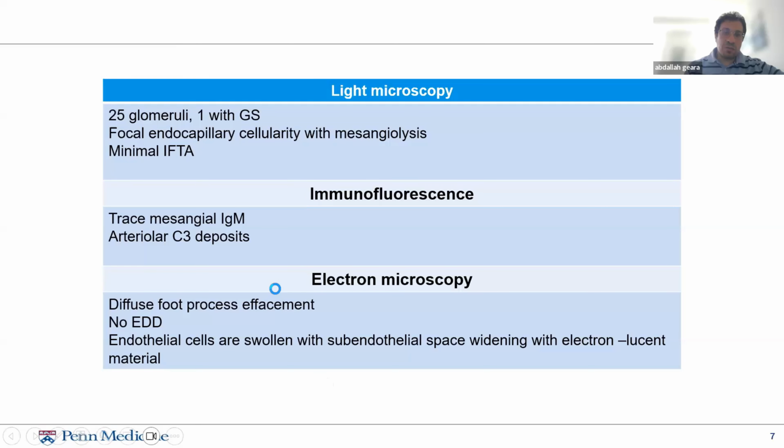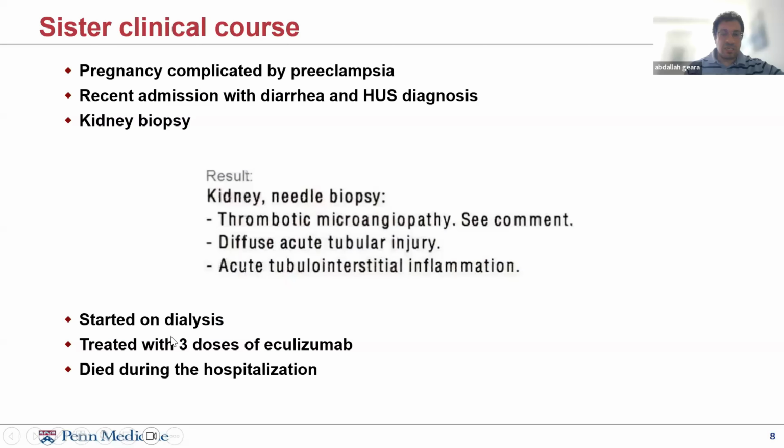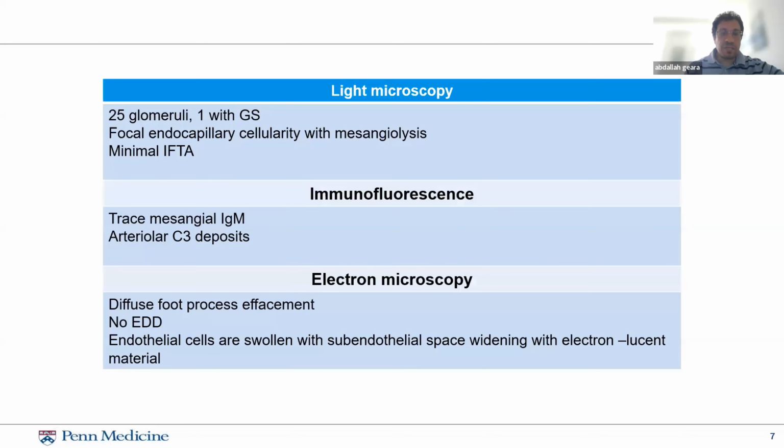On the IF, it was negative except for arterial C3 deposits, and electron microscopy did not show any electron-dense deposits, but there were clearly swollen endothelial cells with widening of the subendothelial space with electron-lucent material. So this is what we call a TMA-type biopsy, and it did have some signs of chronic changes. So we felt that it was a preeclampsia that was improving.